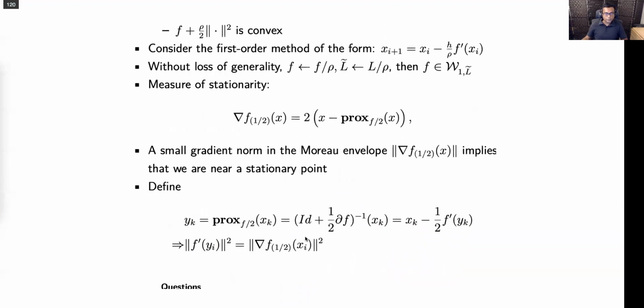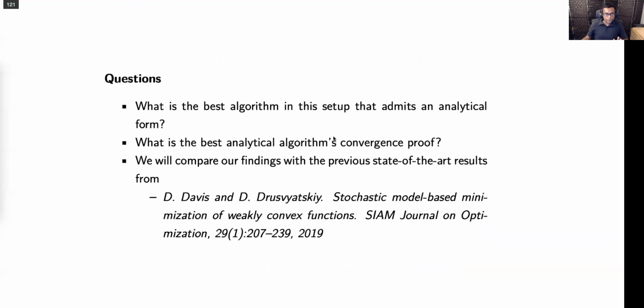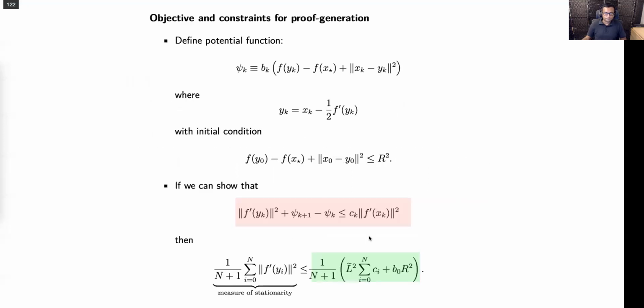Okay, so once we have done that, these are the questions that we are going to ask. What is the best algorithm in this setup that will admit an analytical form? What would be this best analytical algorithm's convergence proof? And we will compare our findings with the previous state-of-the-art results from the paper by Davis and Drusvyatskiy. So how are we going to model this problem?